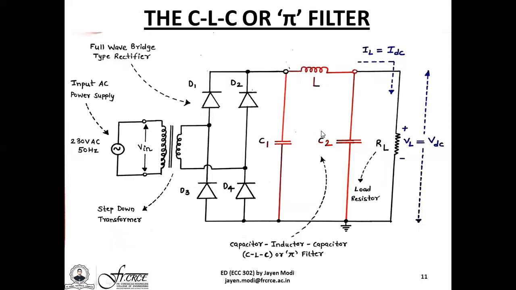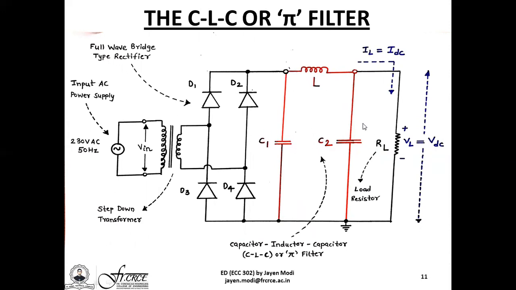And finally, we take the CLC or the pi filter, which gives the best filtering action among all the 4 different filter circuits. You have 2 capacitors C1 and C2 with a single inductor L perched between them. Hence the name comes CLC, because on either side of the inductor you have capacitor C1 and you have capacitor C2.